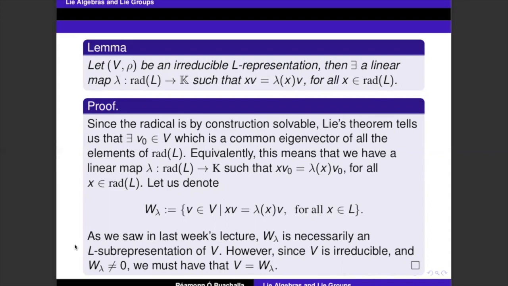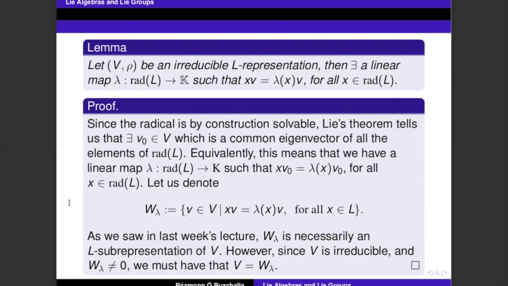Equivalently, this means that we have a linear map that goes from the radical to the field. Sorry, this should be mathfrak B. This is the field, that's a typo. Such that x operates on V0 as lambda of x times V. Okay, that's what it means to be a common eigenvector. Remember, the only trick here was to spot that defining lambda in this way actually does give us a function. You need to check that it's linear. That's the only thing that's really going on in this observation.